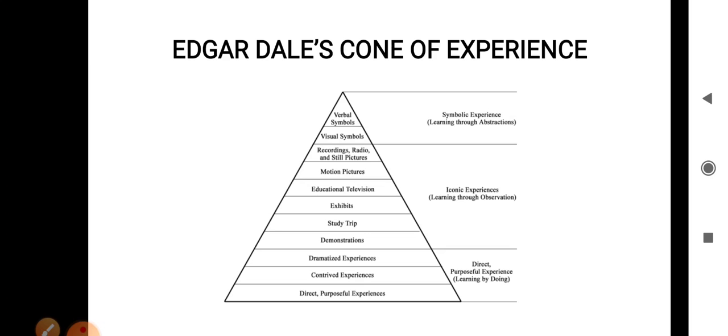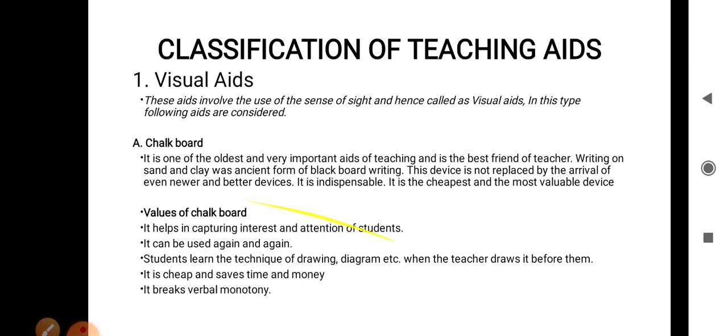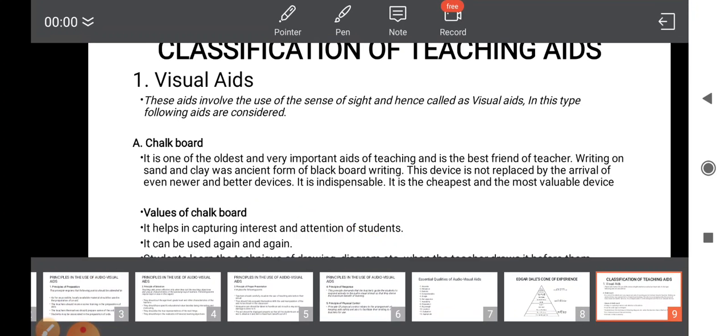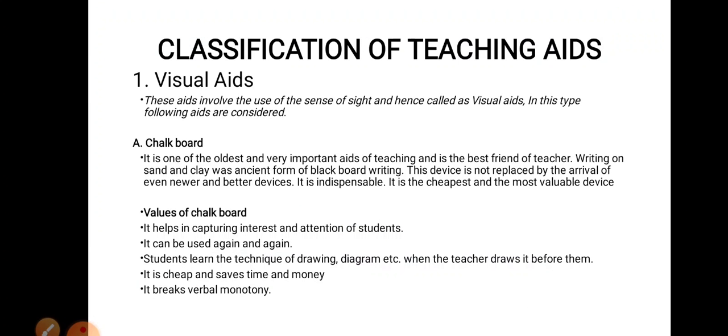Yun. Okay na ba? No questions na sa Edgar Dale's Cone of Experience. Napaka-importante talaga nito when we talk about instructional materials. Next. And now let's proceed here in our classification of teaching aids. So we have visual aids. When we talk about visual aids, nakikita ng mata, di ba? So we have chalkboard.